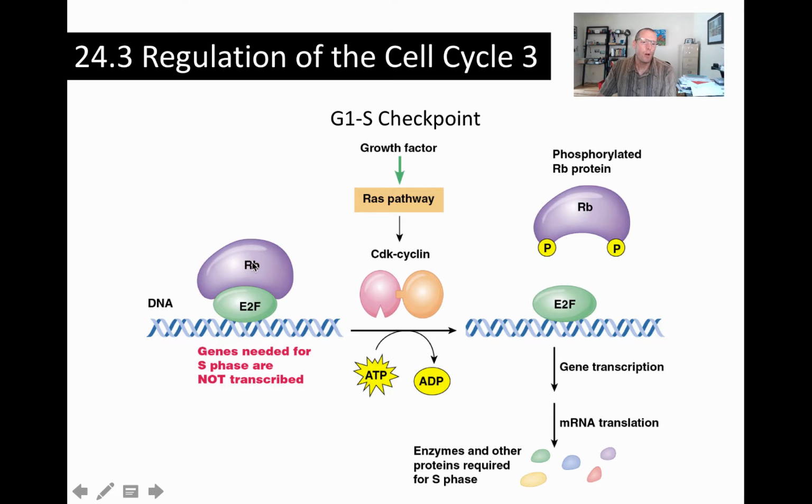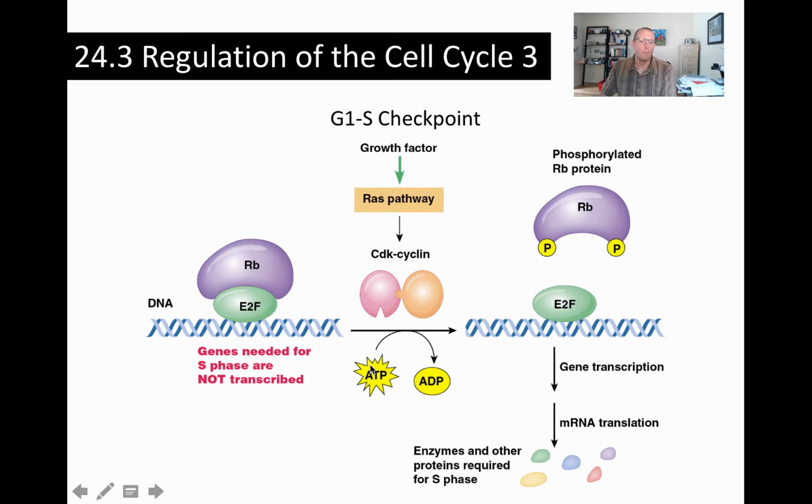Before RB gets phosphorylated, it's tightly bound to this protein called E2F. And E2F is a transcription factor which would normally be driving the expression of genes required for cells to go into and through S phase. So when RB is bound to E2F, those genes cannot be transcribed. Along come the CDKs and cyclins, they phosphorylate RB, RB releases E2F, E2F stays bound to the DNA, and you get transcription, subsequent translation, and you get the enzymes and other proteins required for S phase.